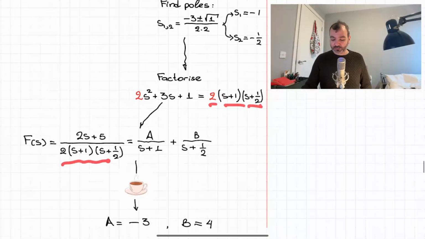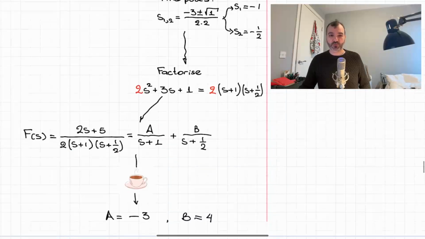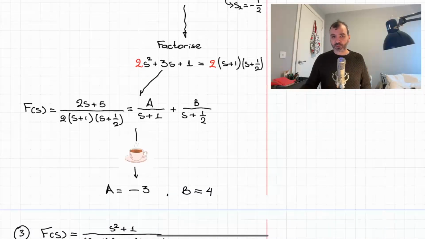We have now factorized the denominator, and now it becomes clear what we need to do. We need to write this as a over s plus 1 plus b over s plus 1/2. These are the individual factors of the denominator, and then we need to determine a and b. This is done in exactly the same way as we did before. We multiply by the denominator, and then eventually solve a linear system, and a few cups of coffee later, we would find that a is minus 3, b is 4. And once we know this, we can determine the inverse Laplace transform.